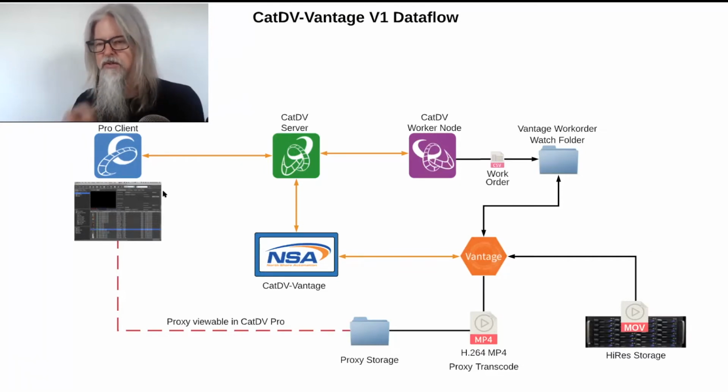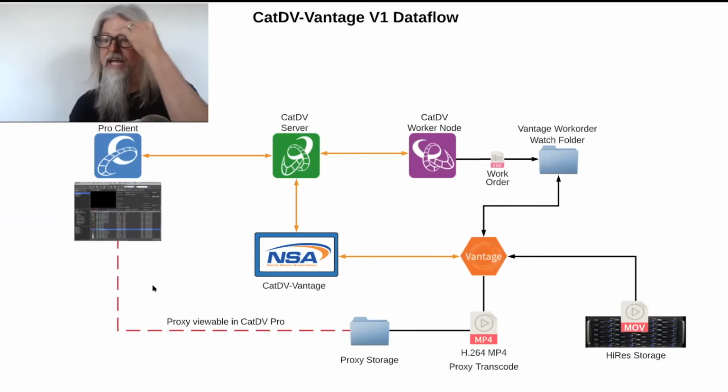So, a user or a system says we want to make a proxy, the worker node picks that job up, and submits the selected work order to the selected Vantage workflow. Again, you can have hundreds of workflows in your Vantage, and CatDV can work with just certain ones of those. It reads the original file, creates a proxy, and it's viewable in CatDV.